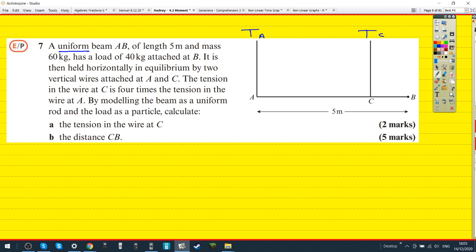Do I need to do something like say that C is 4x and A is x or something like that? Yep. Let's see. So let's say the tension in C is T, and so this is 4T, something like that.